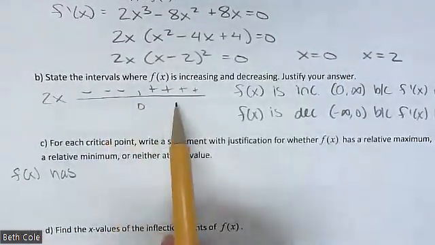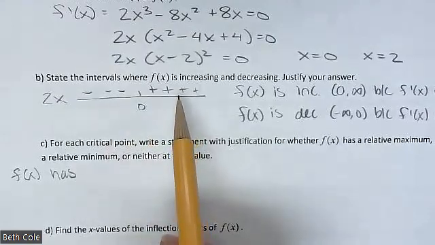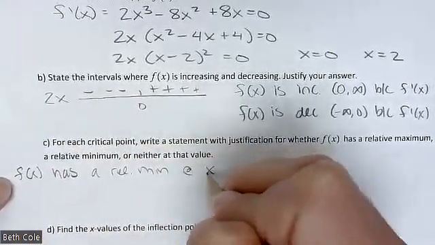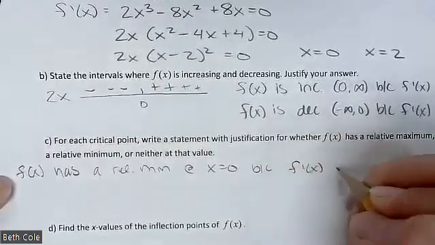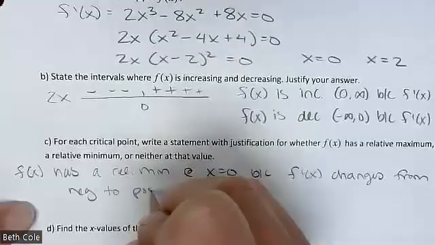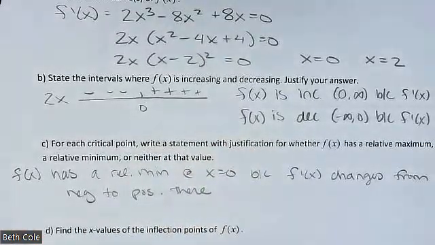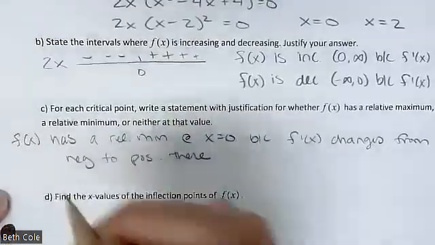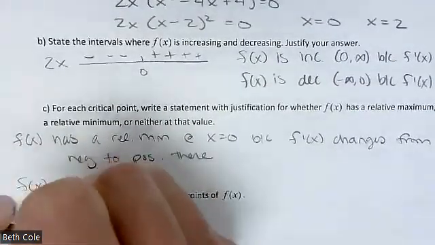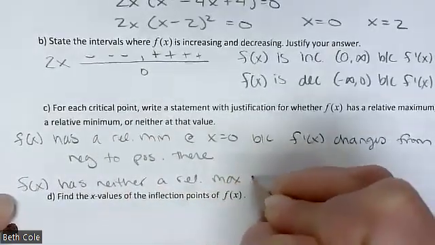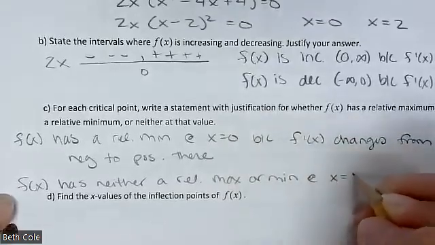What's going on at 0? Negative to positive? Minimum. F of x has a relative minimum at x equals 0 because f prime changes from negative to positive there. And we're still going to write a sentence about x equals 2, because it says 2. But we don't get one there because that's squared and the derivative stays positive. So we're going to say f of x has neither a relative maximum or minimum at x equals 2.